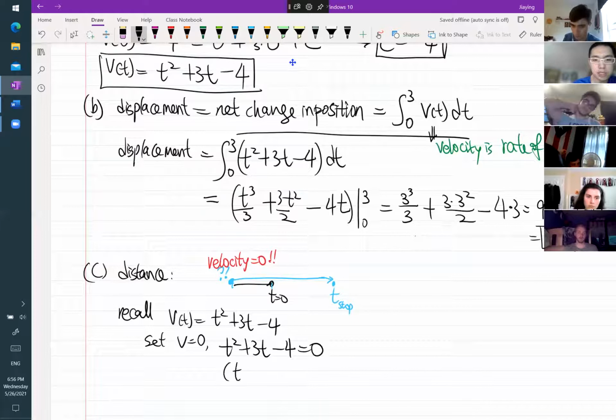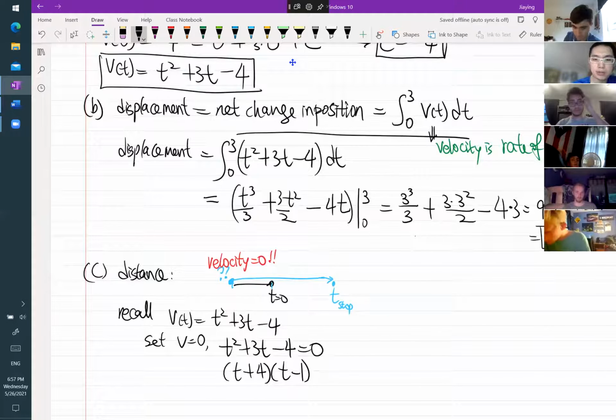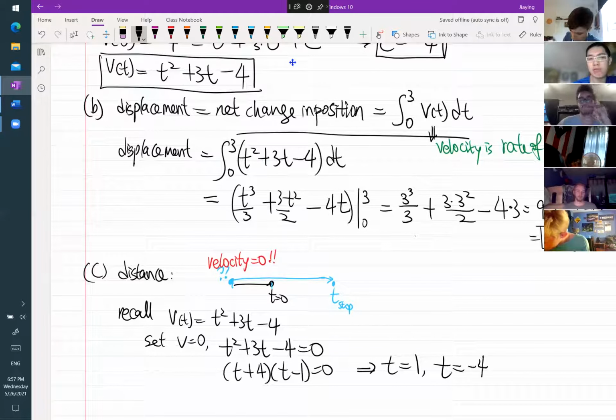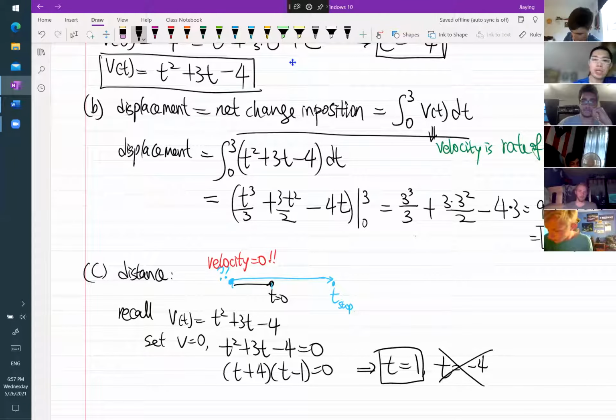I'm going to factor this. That's (t plus 4)(t minus 1): negative 4, positive 3t, minus t. Yeah. And then that will give us t equals 1 and t equals negative 4. But we're not working with negative time. Time is always positive when we talk about distance and velocity. So drop the negative time. This point happens when t equals 1.